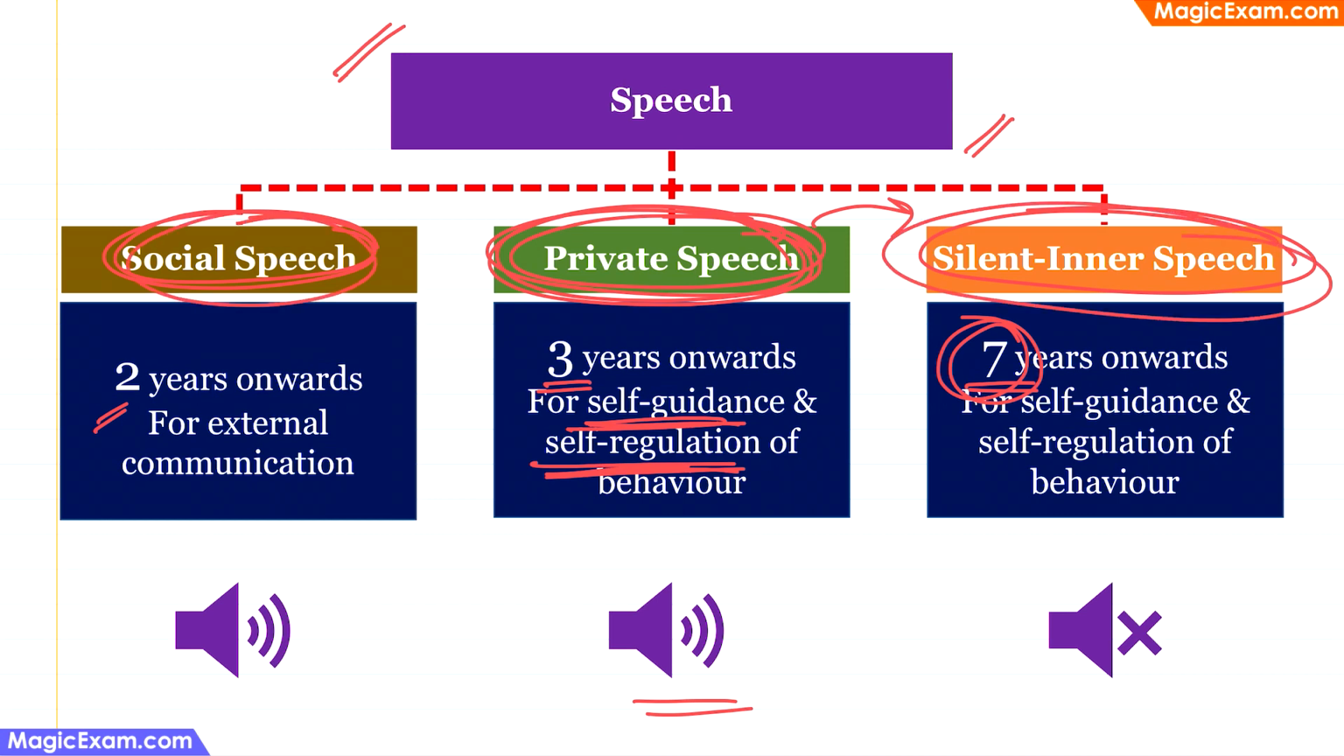So, social speech is normal speech, that is audible and used for normal communication. Private speech is audible and is used usually between the ages of 3 to 7, and this is audible but it is not intended for anybody else. This is for the child's own self-regulation or self-guidance. And then silent inner speech is nothing but an evolution or a development of private speech, because from the age of 7 years onwards the child becomes more self-conscious and does not want others to probably hear his or her thoughts. So the private speech becomes silent and moves inside his or her head. So that is silent inner speech, and this is not audible.